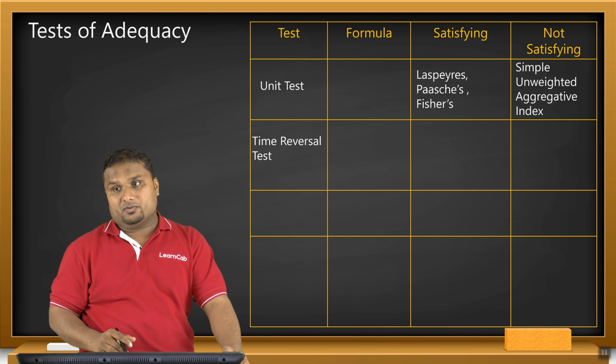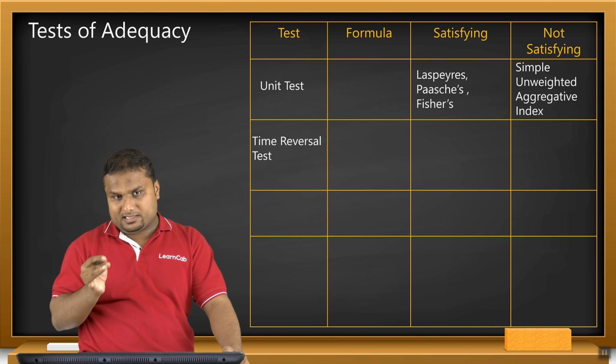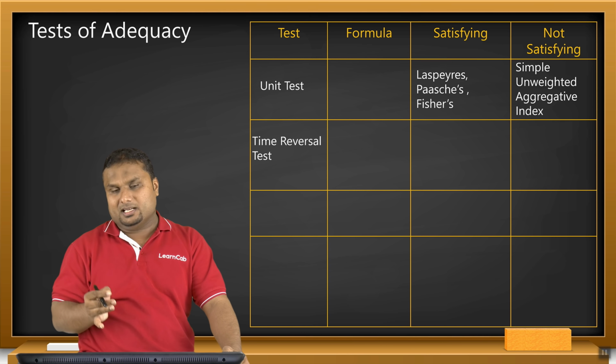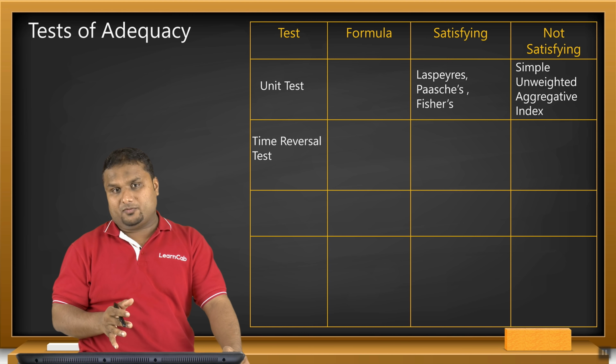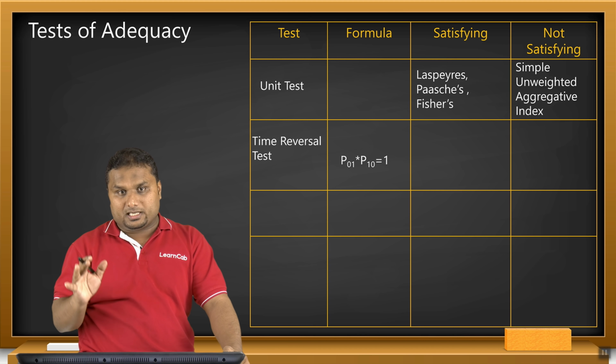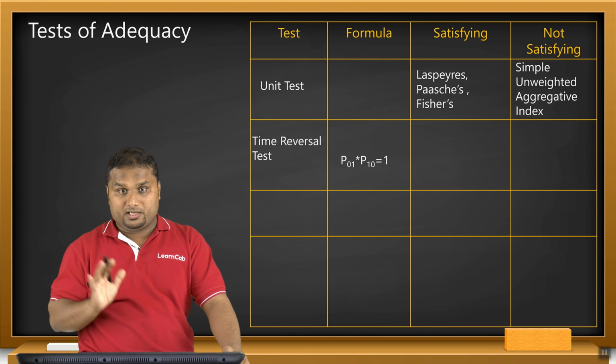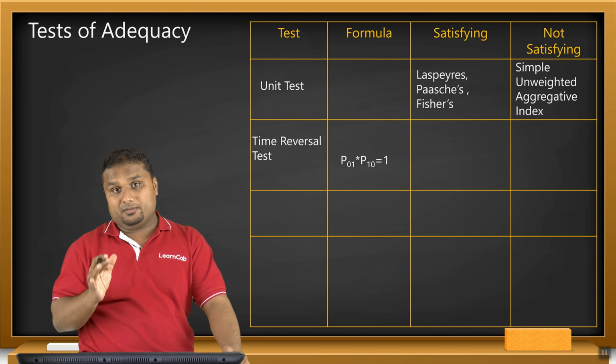Now next is time reversal test. There are 2 definitions for time reversal test. There is a slight chance to ask the definitions of time reversal test. There are 2 definitions which you can learn from your textbook, and there is a very important formula. For me, the most important is the formula P01 into P10 equal to 1. Instead of P01 into P10 equal to 1, they may say the index on the current year on the base, multiplied by the index on the base on the current, should equal unity; that is the time reversal test.